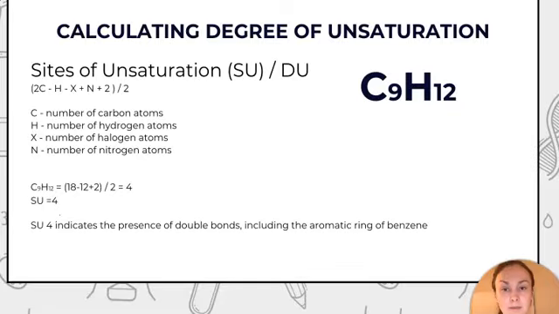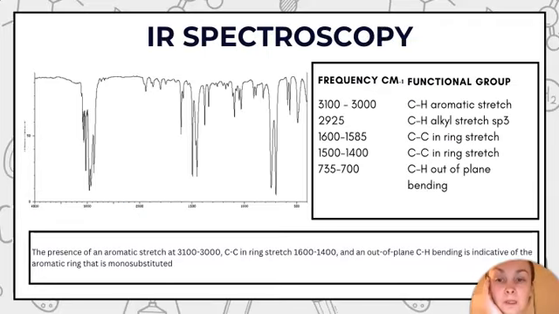First, we'll calculate the degree of unsaturation, or sites of unsaturation, and by applying a formula, we can see that we have 4, so that's our degree of unsaturation. It indicates that we do have double bonds present in our compound, and in particular, it does indicate that we do have aromatic rings. The infrared spectroscopy helps us to identify present functional groups in the compound.